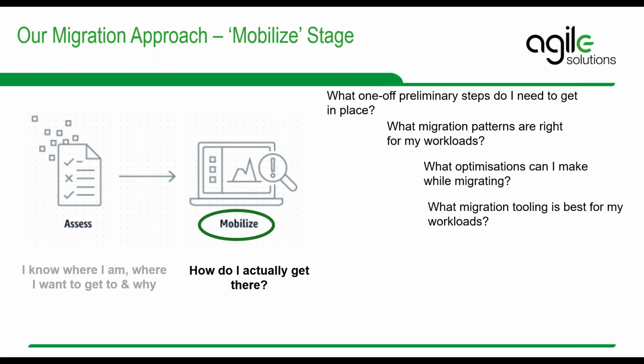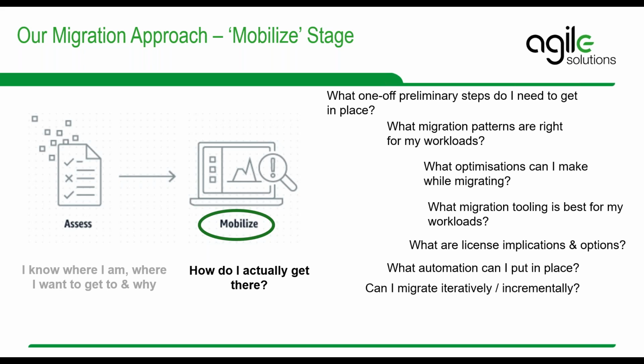What optimizations can I make? What tooling is best? What are the license implications and options for moving into the cloud? And very importantly, what automation can I put in place at this stage? Can I also migrate iteratively and incrementally so that we get early visibility of the success of our migration and take corrective action where needed and de-risk?